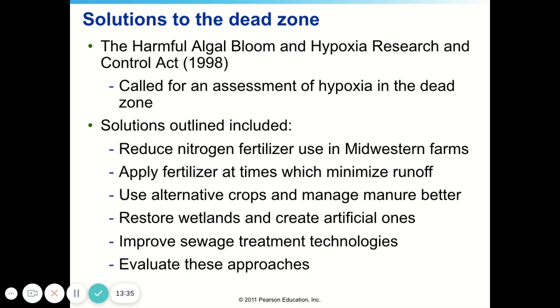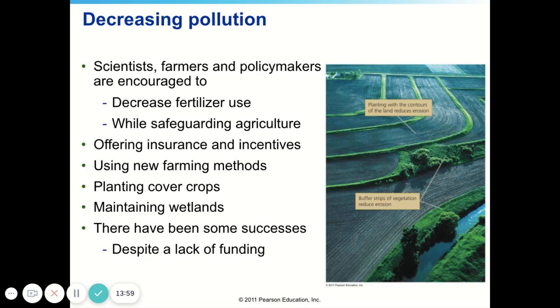What can we do about dead zones? Well, there has been some helpful legislation to help regulate them and to find solutions such as reducing fertilizer use or using smarter application of fertilizer, improving sewage treatment, improving wetlands because wetlands can be restored to act as sponges to absorb those excess nutrients before they enter the waterways. And we can just decrease pollution through using fewer of those synthetic fertilizers.